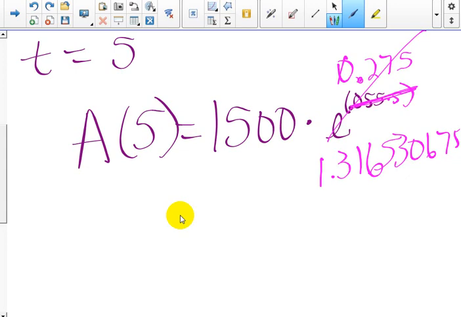Now take that amount and just times 1,500. Okay, just a minute, and I'll come back to it. So you should now be at 1974, and this is money, so we need to round to 2 decimal places.